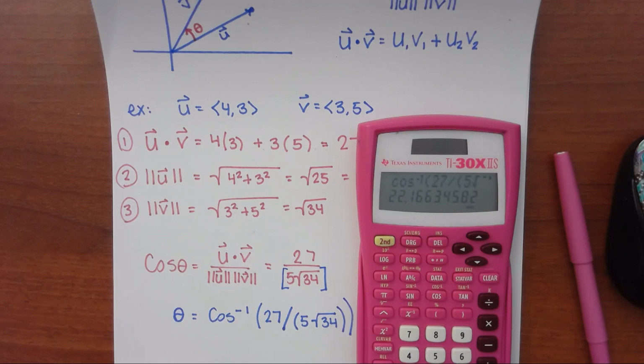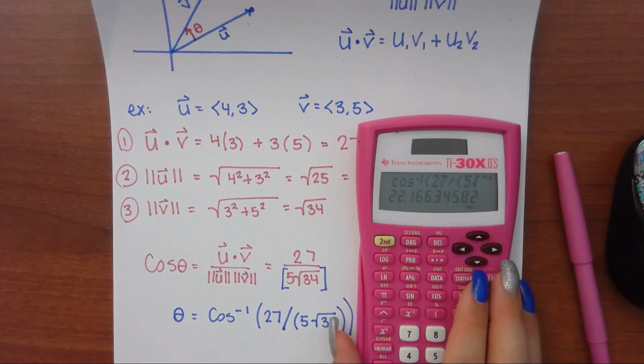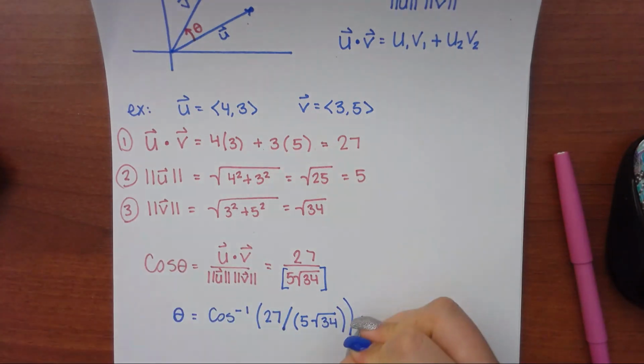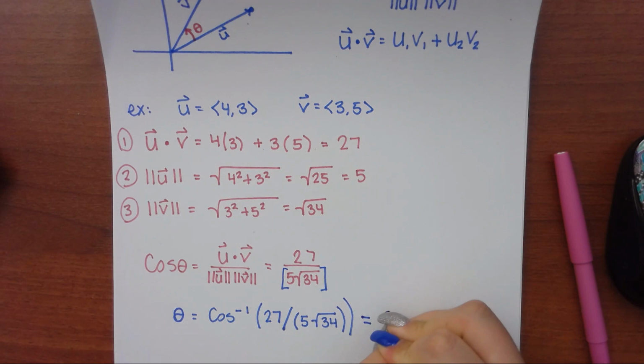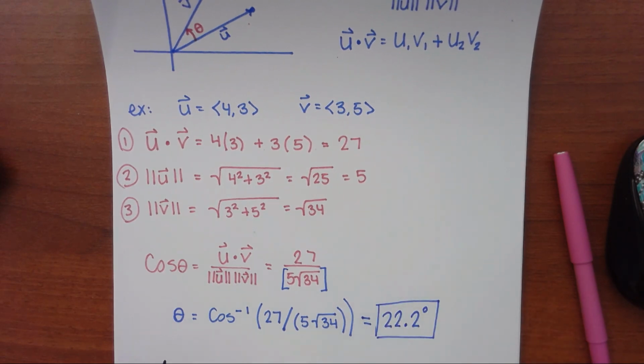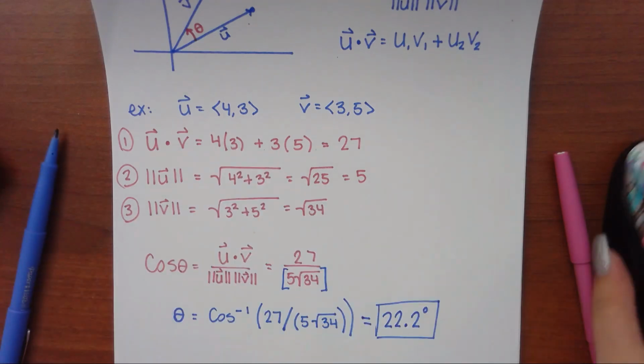And my answer is 22.2. And that is my final answer for this problem. So that is the angle between those two vectors. No graphing necessary, just follow the formula and plug things in. Let's do another example.